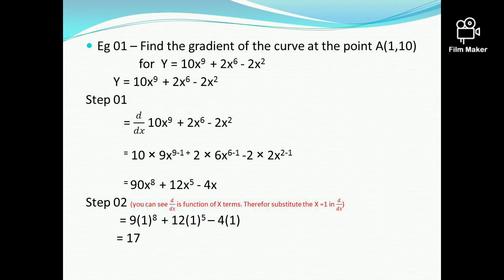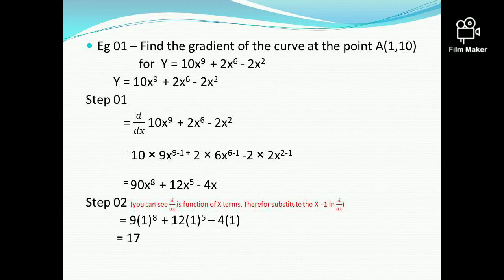Let's try to find the gradient in this example. The question is, find the gradient of the curve at the point A, 1, 10, where 1 is the x coordinate and 10 is the y coordinate, for the function y equals 10x to the power 9 plus 2x to the power 6 minus 2x squared.